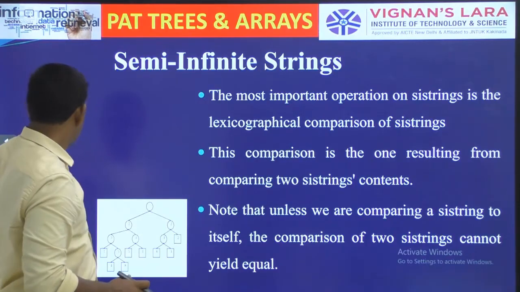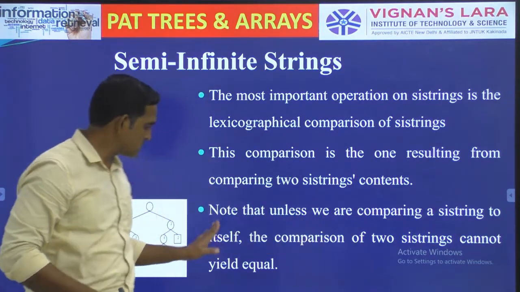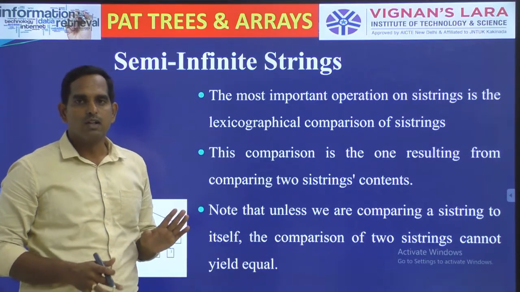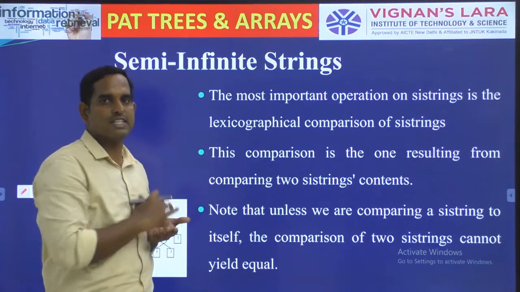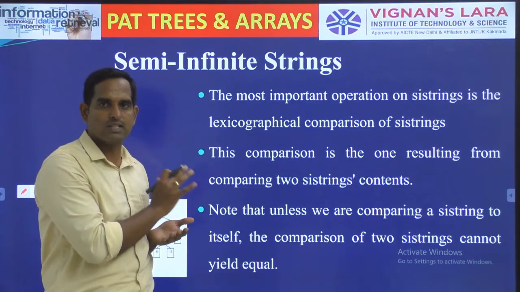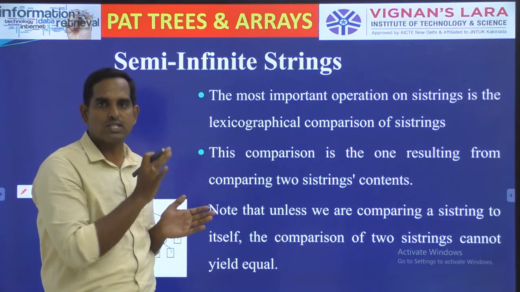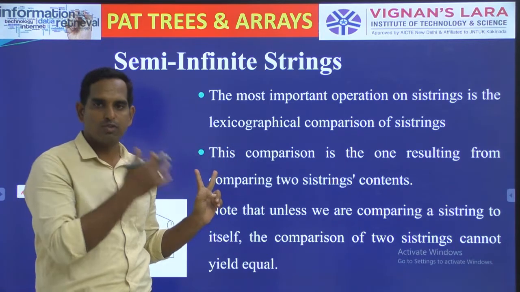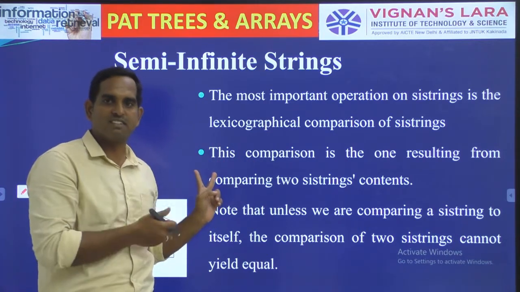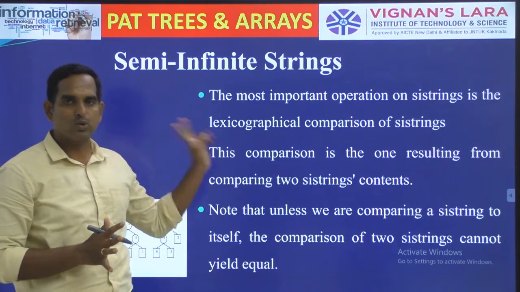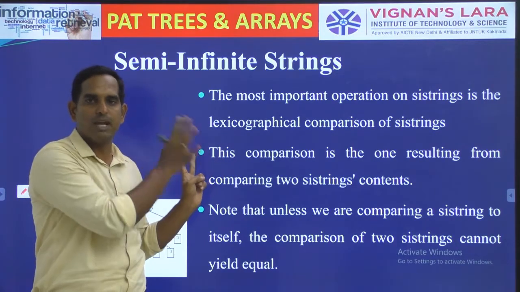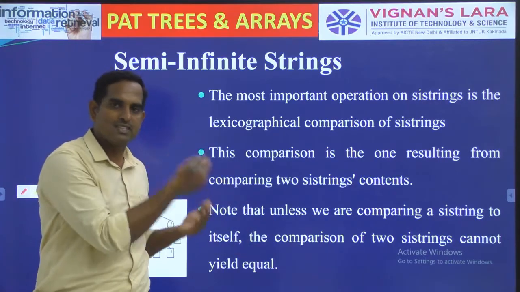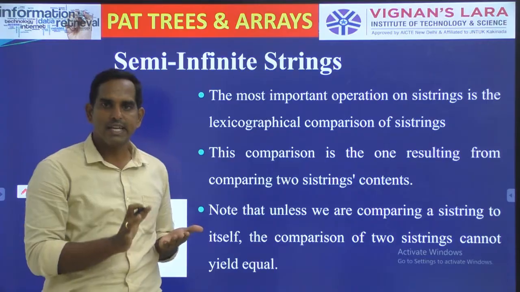Next, note that unless we are comparing a string to itself, the comparison of two strings cannot yield equal. So until you compare a string with itself, you will never be comparing equal strings. That is, no two strings will be equal. So if you want an equal string, you have to compare it with itself. If you compare two strings, they will be different, and you will have some order between those strings. Until you compare a string with itself, you will not get an equal string.